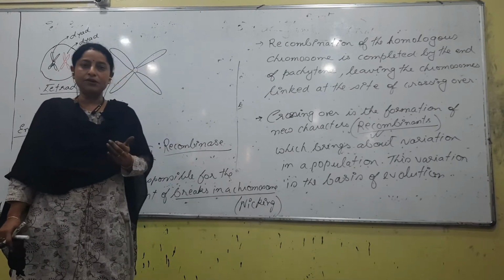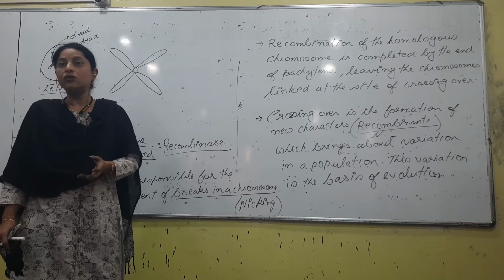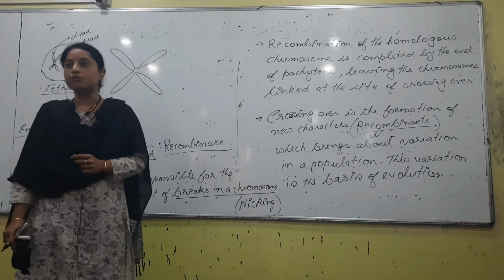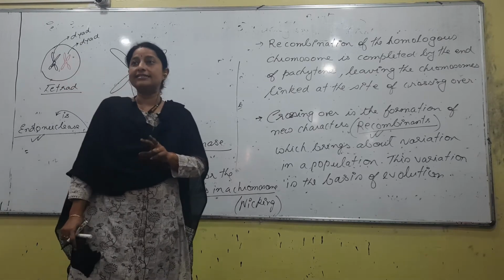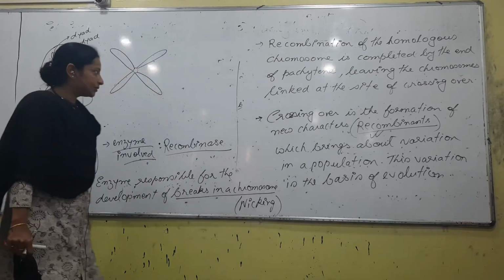When will they develop? Only when crossing over happens. Otherwise, there is no point of breaking of a chromosome. Why should a chromosome break? It is breaking because it has to undergo the exchange, and the process is called nicking. Right?